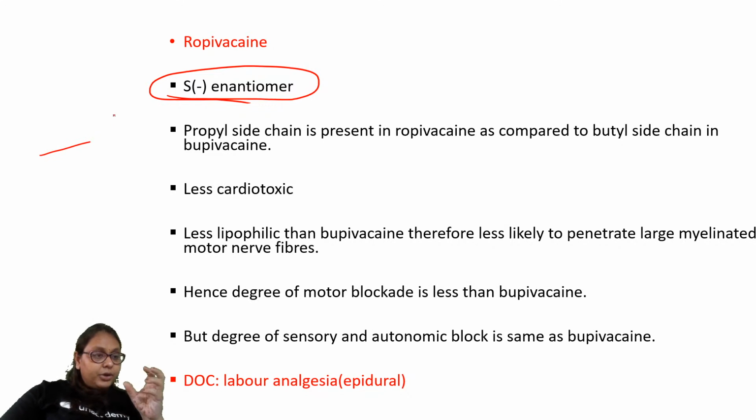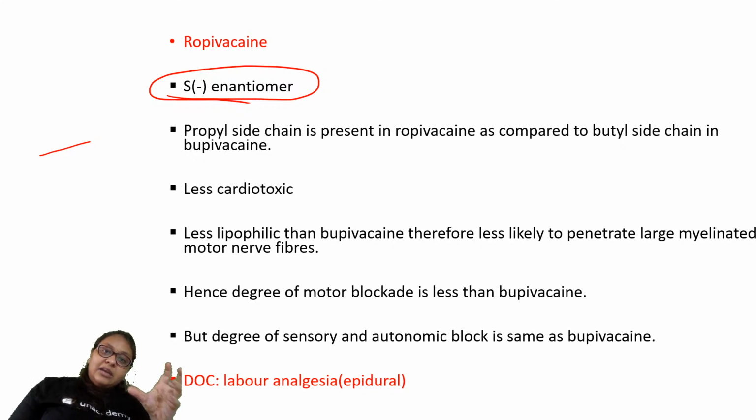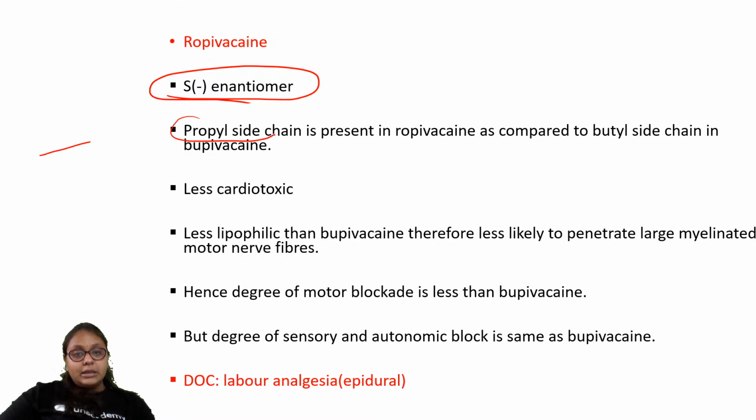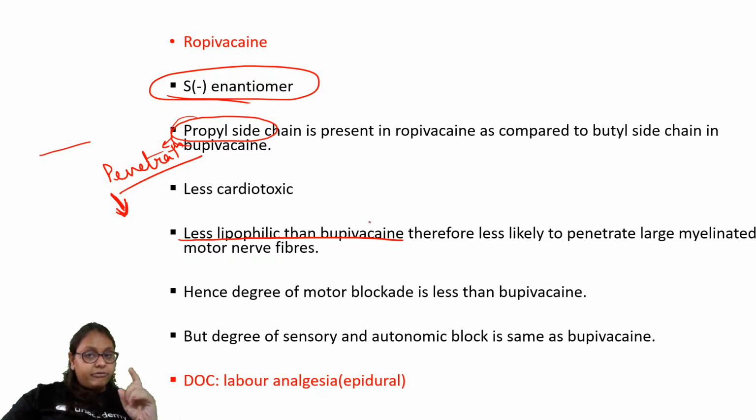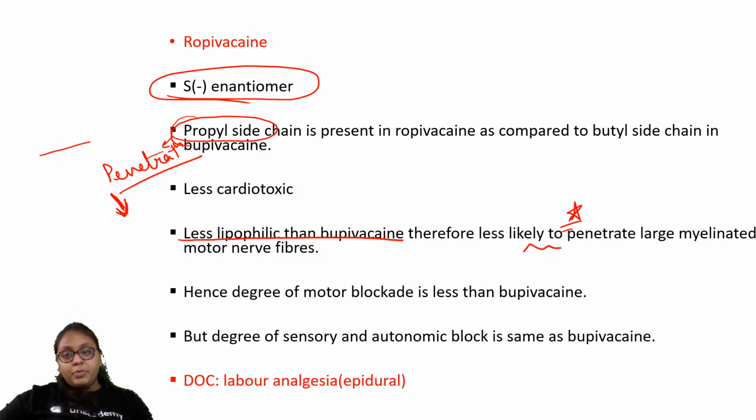Regarding the aliphatic group, bupivacaine has a large aliphatic group of butyl. Okay, the aliphatic group of ropivacaine is a propyl side chain. Okay, it has a propyl side chain and therefore the penetration into the nerve fibers is less. The lipophilicity is less. It is less lipophilic than bupivacaine and therefore remember, less likely to penetrate the large myelinated motor nerve fibers.